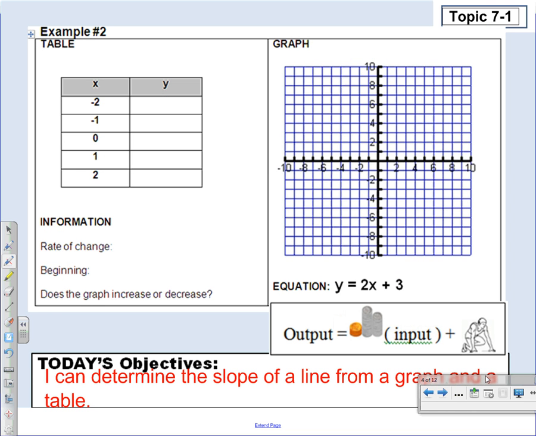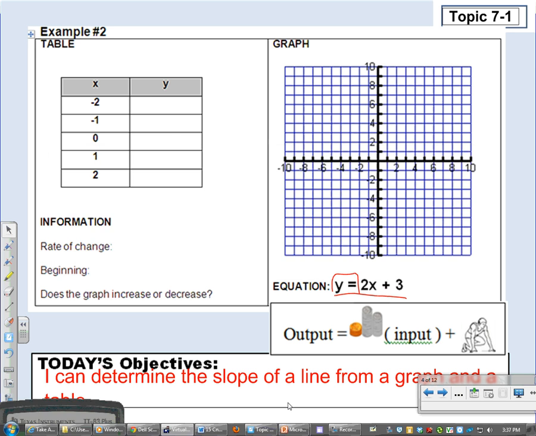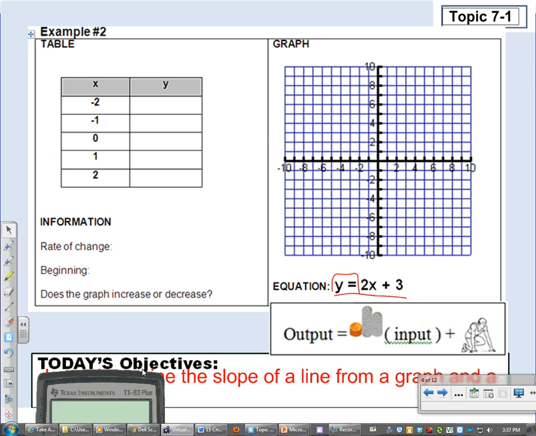Example number 2. This time we're actually given an equation, and now we need to fill in our table as well as our graph. We are given an equation y equals 2x plus 3. Anytime you are given an equation with y equals, you should ask yourself, can I use this in my calculator? Because my calculator has a y equals button. So we're going to use the calculator.